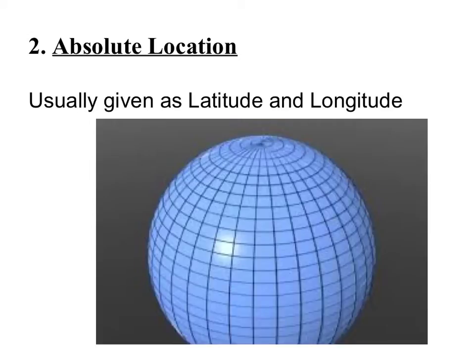Now, if you remember, when we were talking about the 5 themes of geography, we've only gone over one so far, location, and we've looked at the first half of that, relative location. So now, this is the second type of location that we talk about, absolute location.